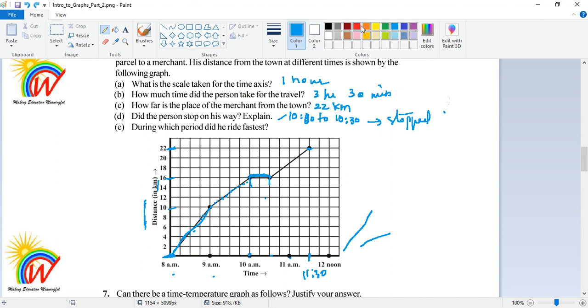Okay, I'll just choose a different pen. So he has gone 10 kilometers. Okay. From 9 to 10, how much has he gone? 16 to 10. So that is only 6 kilometers. Okay. And then 11 to 11:30, it is 22 to 16, so 6 kilometers again, right? So the first hour is where he is traveling really fast. So during which period? 8 a.m. to 9 a.m. This is when he has travelled fast.